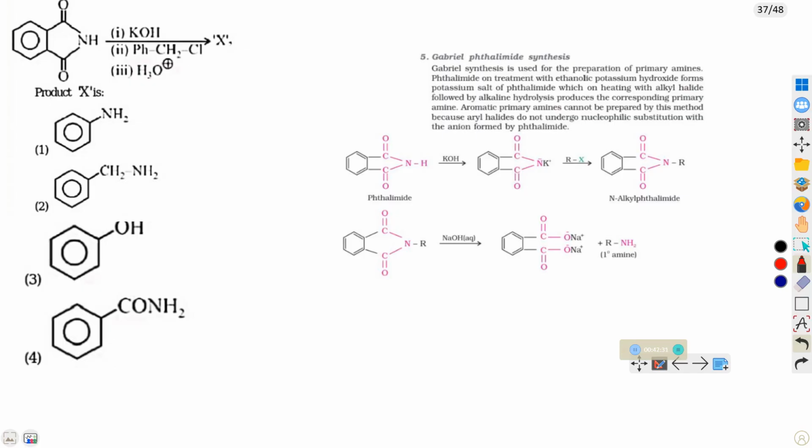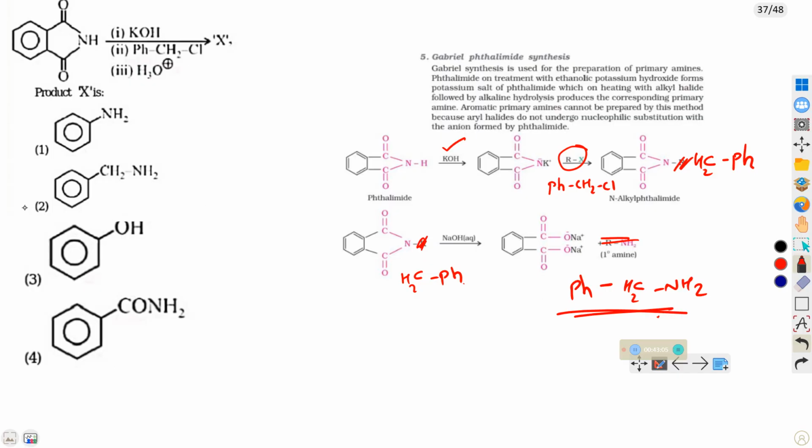Phthalimide reacts with KOH. After that, PhCH2Cl is given in the place of RX, in the place of the alkyl group. So in the place of R, substitute CH2Ph. Then it gives CH2NH2Ph, that is PhCH2NH2. Second option. The name of the reaction is Gabriel phthalimide synthesis.